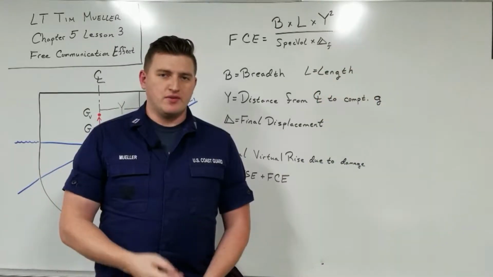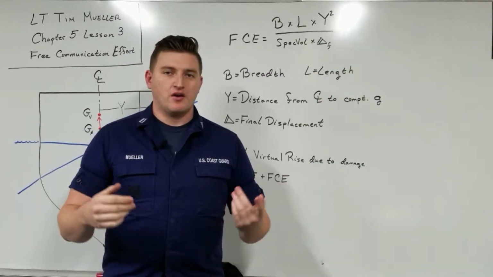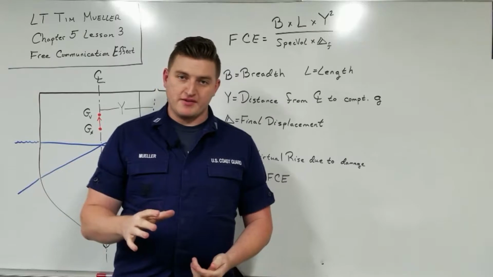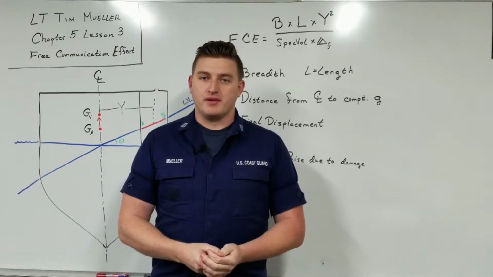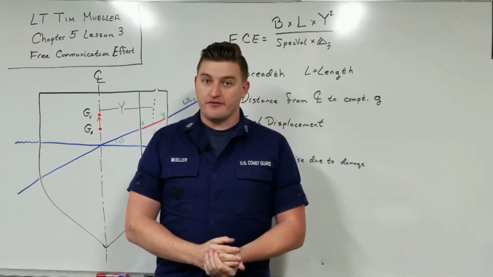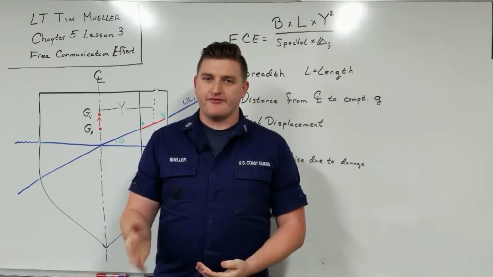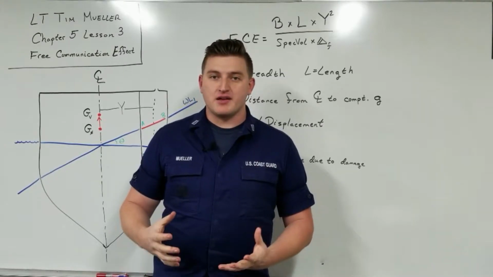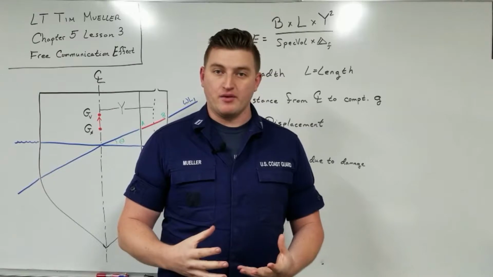Then in the denominator, we see two terms, and we've already seen them before. We have specific volume, the specific volume of the flooding water, which is typically salt water, so 35 cubic feet per long ton. Then we also have final displacement, which is the final displacement of the ship plus all of its flooding water.